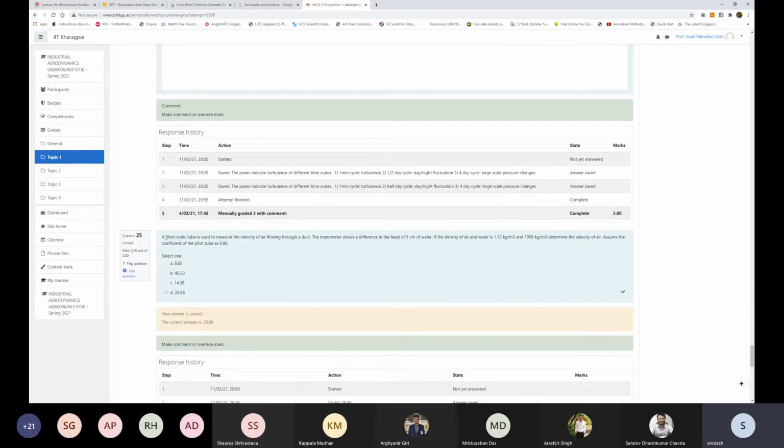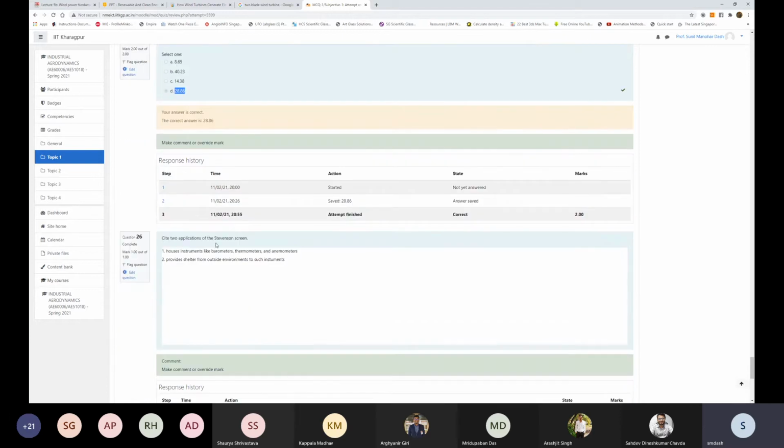Then the next question is, a pitot-static tube is used to measure the velocity of air flowing through the duct. The manometer shows the difference in the head of 5 centimeter of water. If the density of the air and water is this and this, determine the velocity of the air, assuming the coefficient of the pitot tube is this much. So this is a pretty straightforward pitot-static tube measurement. Using the velocity equation, you can find the velocity of air in this case. The correct answer is 28.86.